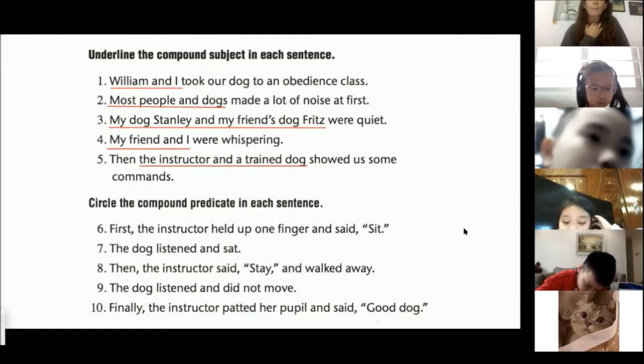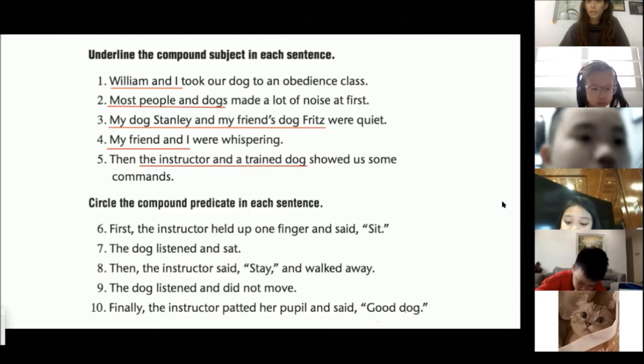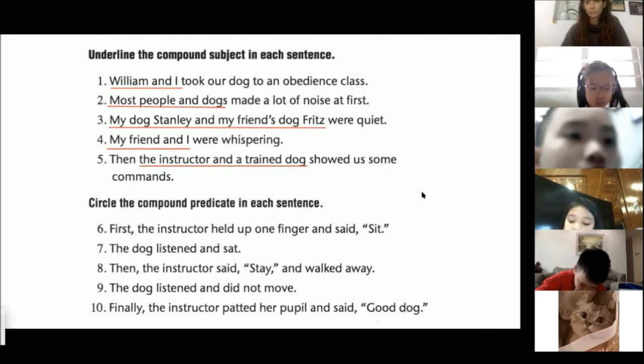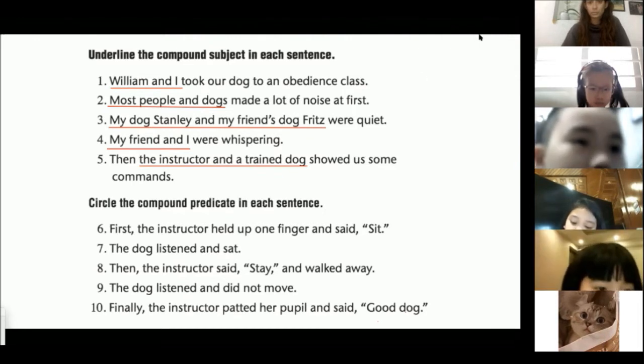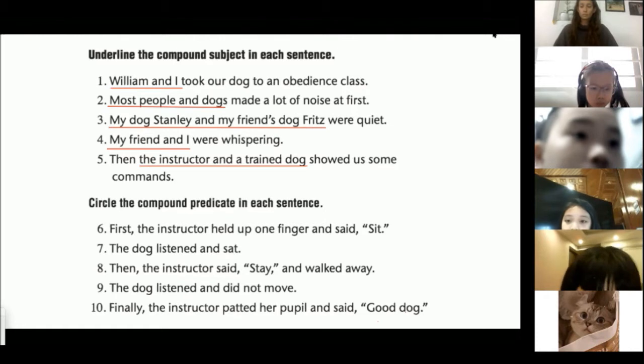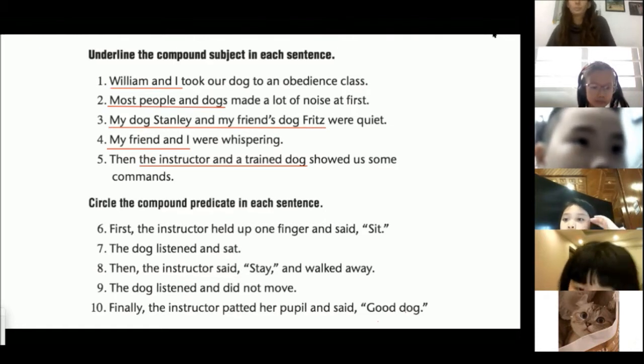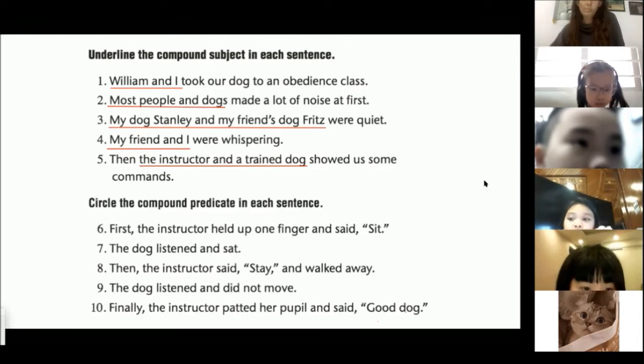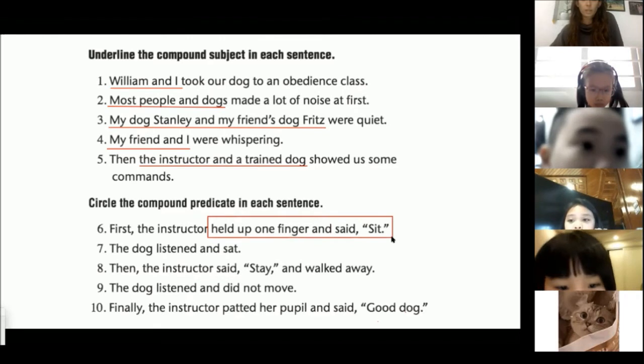And now let's talk about compound predicates. All right, Tyann, can you read number 6? First, the instructor held up one finger and said, "Sit." Okay, what's our compound predicate? Held up one finger and said, "Sit." Okay, good job.